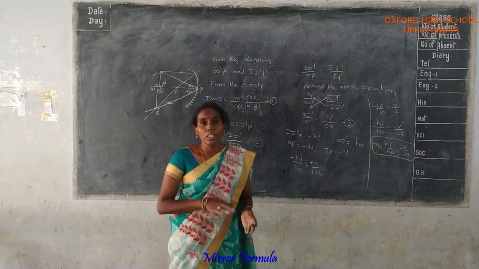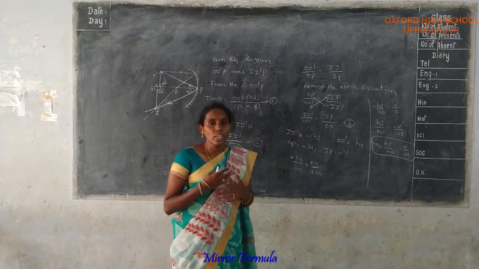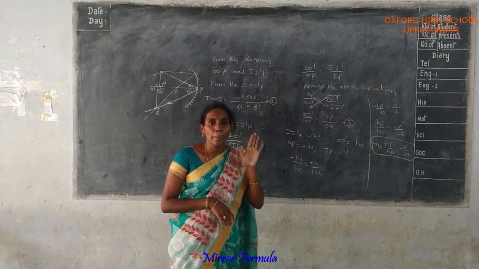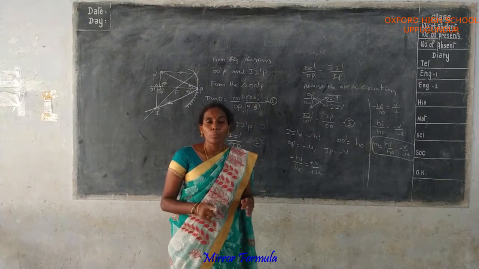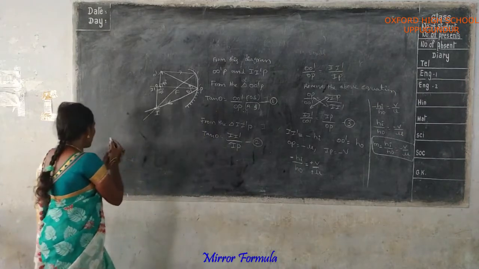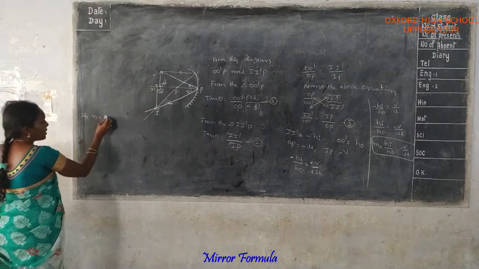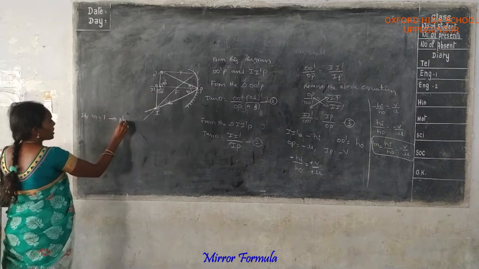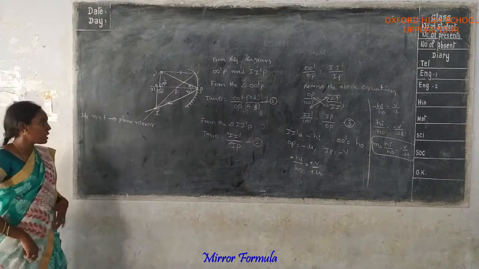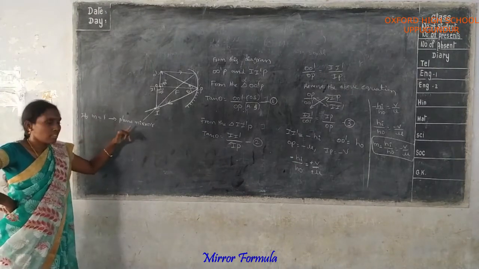Magnification is nothing but the ratio of the height of the image to the height of the object. Next, the magnification produced by the plane mirror is always 1. If the magnification M is equal to 1, it always represents the plane mirror.